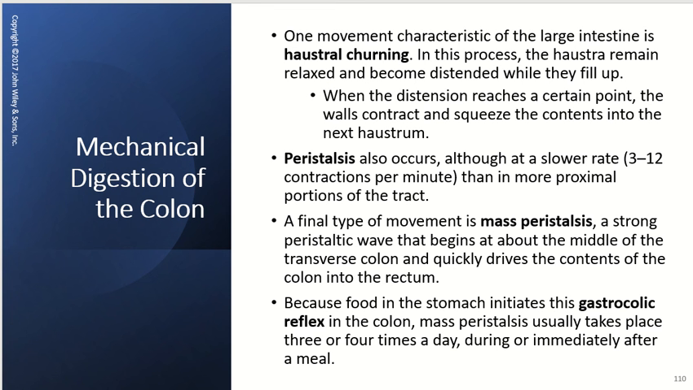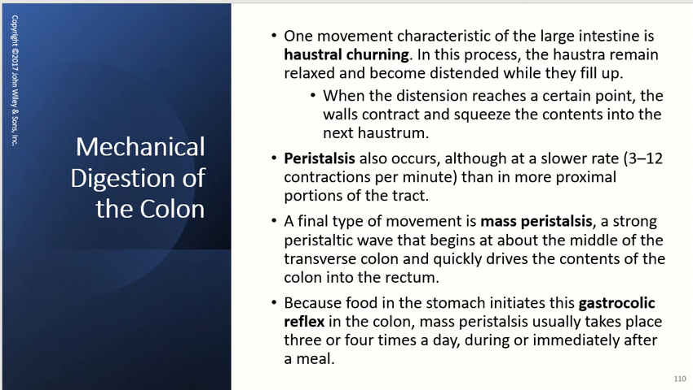So looking at the mechanical digestion that's going to take place in the colon. One movement characteristic that we see in the large intestine is called haustral churning. In this process, the haustra are going to remain relaxed, and are going to become distended as they fill up. When the distension reaches a certain point, the walls are going to contract and squeeze the contents into the next haustra.